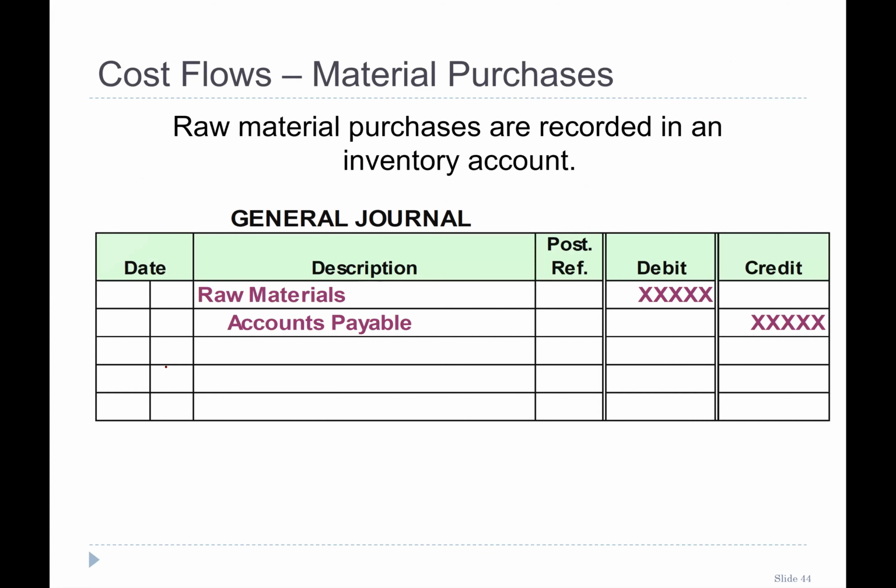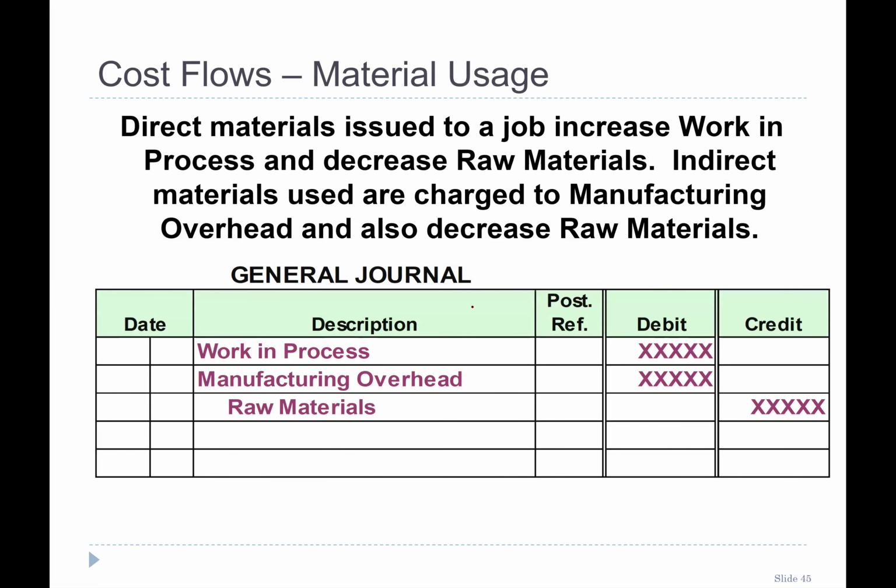Okay, here we go. So when raw material is purchased on account, which is purchased on credit, the entry would be raw material to accounts payable, right? Now the direct materials issued to a job increase work in progress, because raw material is issued to work in progress. So work in progress increases, which is direct material, and also some indirect material is issued from the raw material.